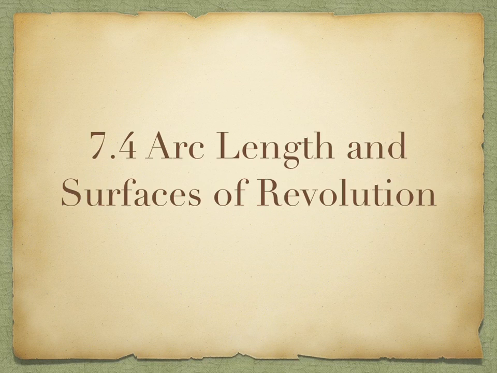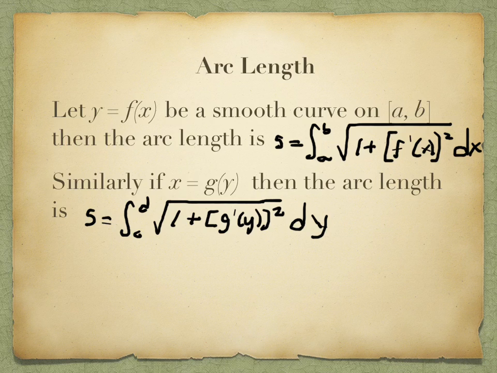Today we're going to work on section 7.4, which is arc length and surfaces of revolution. Arc length is like the arc length we worked with in trigonometry, where we looked at finding the length along the edge of a circle, of just a portion of that circle. We're going to do the same thing here, but we're going to find a portion of the edge of a curve, so it doesn't necessarily have to be a circle.